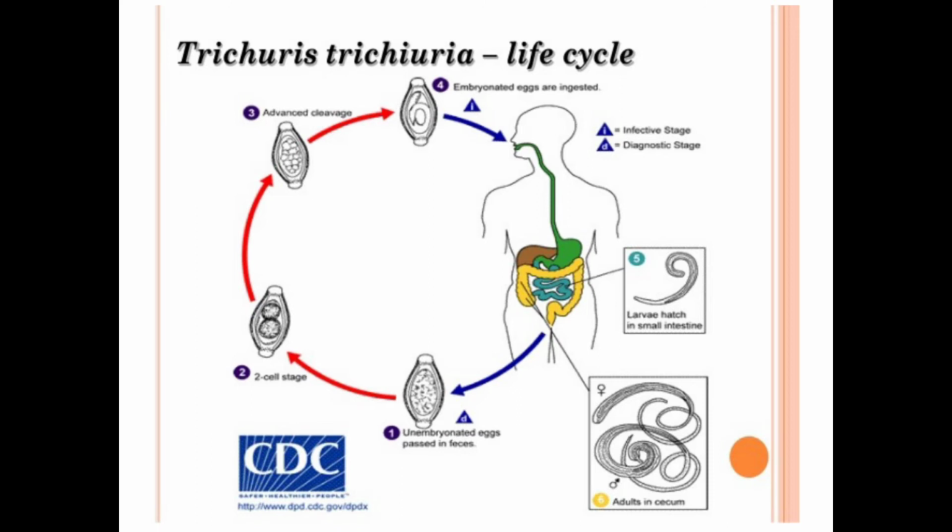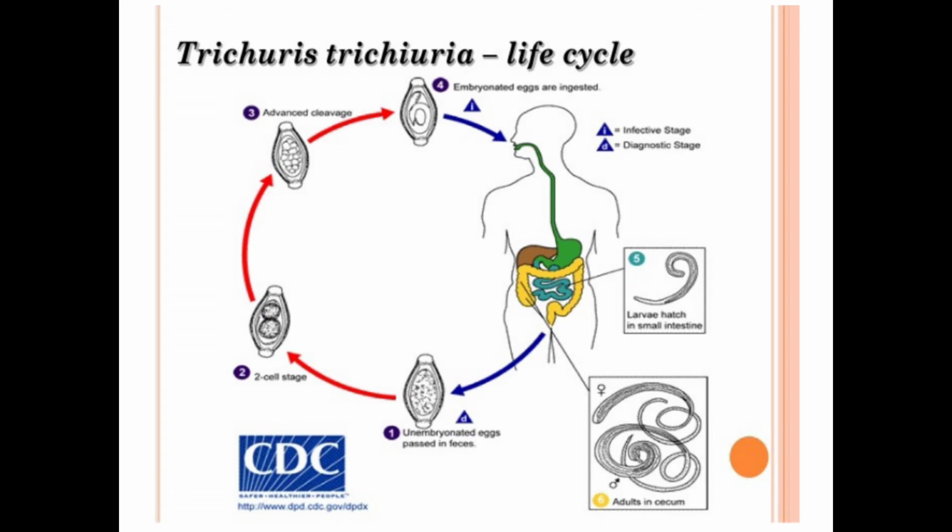After ingestion of soil-contaminated hands or food, the eggs hatch in the small intestine and release larvae. This larva is called rhabditiform. The larvae mature and establish themselves as adults in the colon without undergoing the venous pulmonary migration. The worm takes about 3 months to fully develop and become sexually mature.